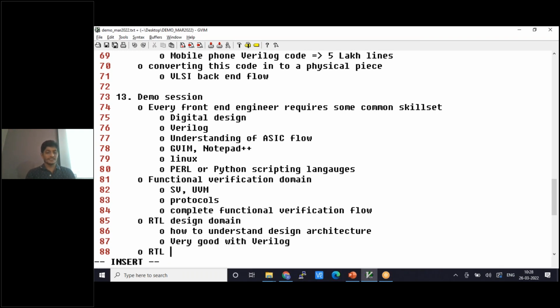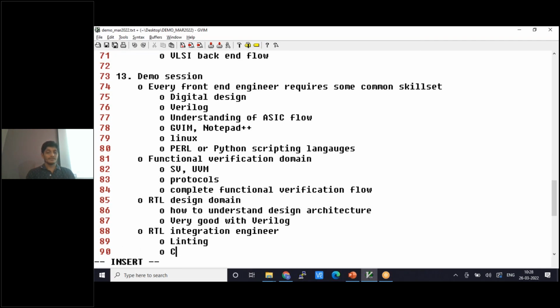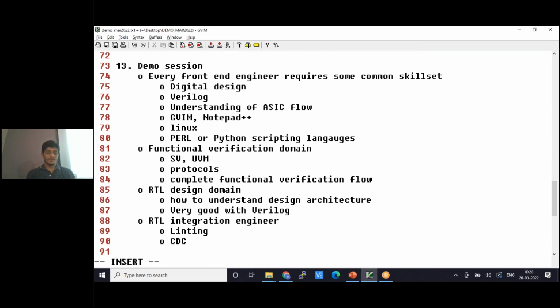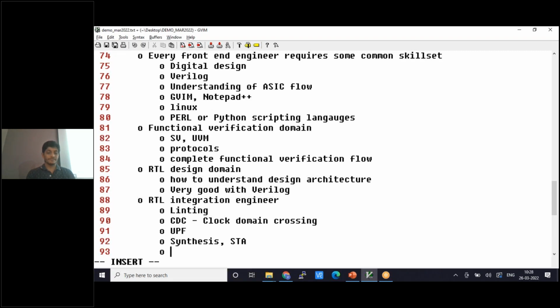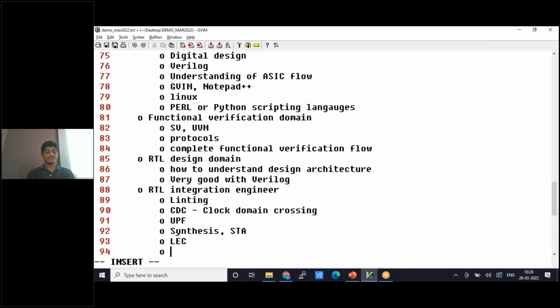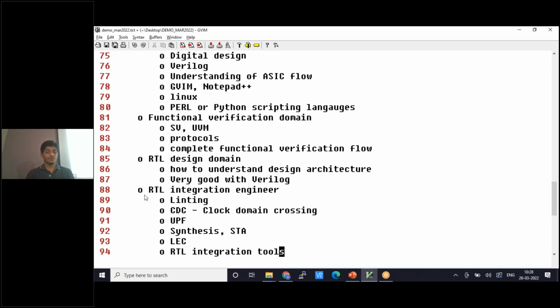An RTL integration engineer has a different skill set: linting, CDC, which is clock domain crossing, UPF, synthesis, STA, logic equivalence checks, then RTL core integration, RTL integration activity, and integration tools. They should become good with these activities.